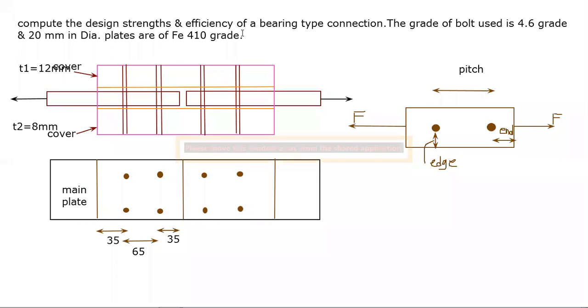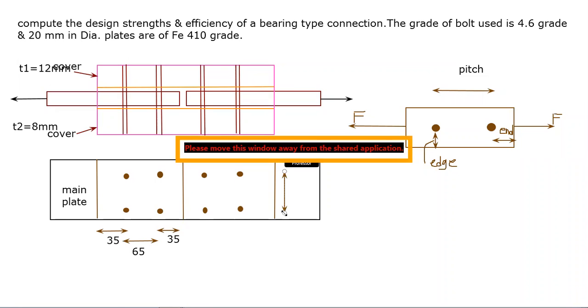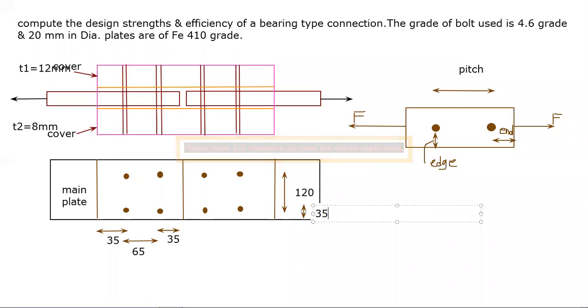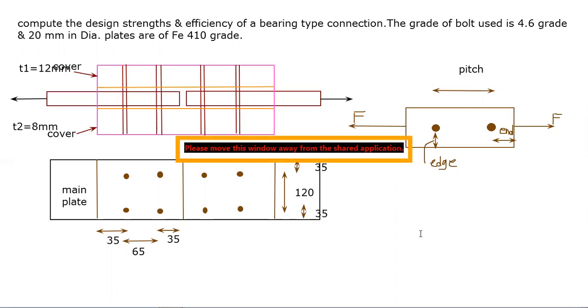All the things on the left side will be equal to all the things on the right side. Okay, some more distances are given, that is this distance will be 120 mm, this will be 120. After that again this distance will be 35 mm, and this distance will also be 35 mm. Okay, so this type of things are given. Now this type of diagram is complete.